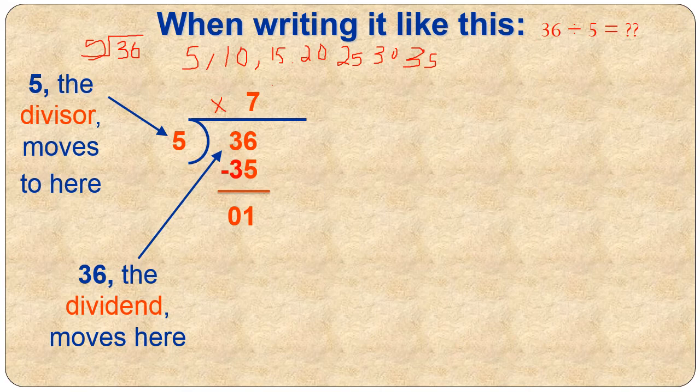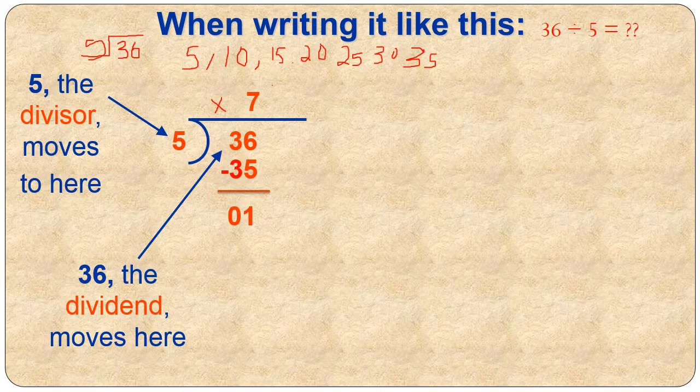So I write 35 under the 36, ones under the ones and tens under the tens. Now 5 times what gives 35? 5 times 7. So I put 7 here. Then what should I do after this? We subtract the numbers. 6 minus 5 is 1, and 3 minus 3 is 0. Why did I subtract? To get the remainder.